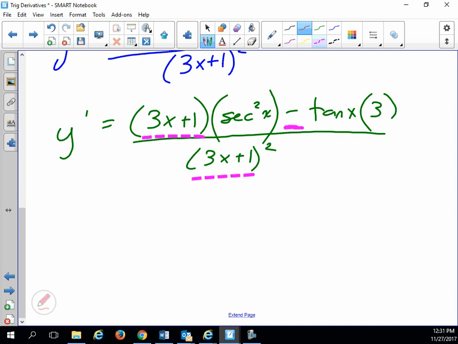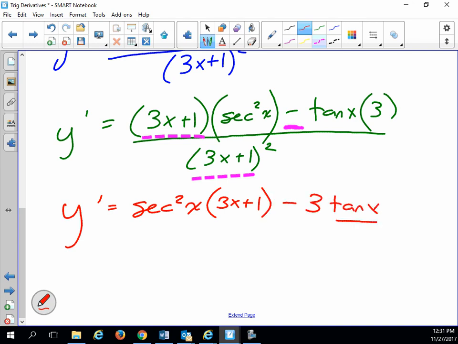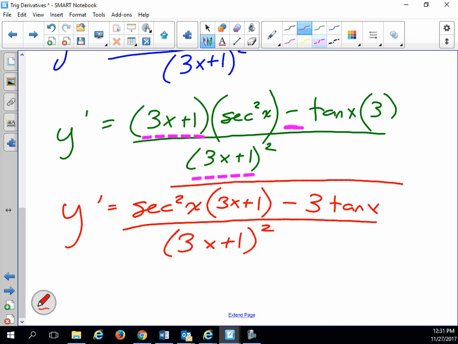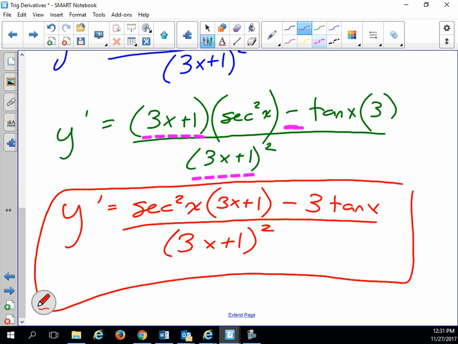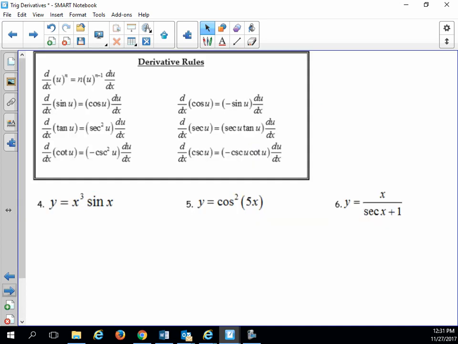So all I'm going to do is clean this up. Y prime equals, it doesn't matter if secant squared x goes first or 3x plus 1 goes first. It doesn't really matter. Minus 3 tangent x all over 3x plus 1 quantity squared. That, ladies and gentlemen, is your final answer. You cannot simplify it anymore. Whether you leave it with the 3x plus 1 first and then the secant squared x, that's fine. How we had it in green. And some of you can go straight to the red. Some of you don't have to write the blue that I wrote. You can go straight to the green. That's fine. And then simplify. Our numbers do tend to be in front of our trig functions.